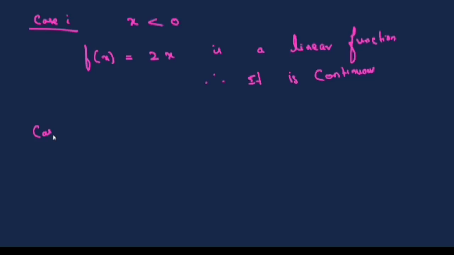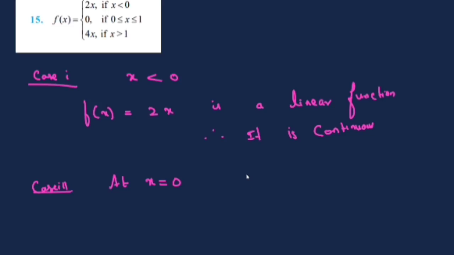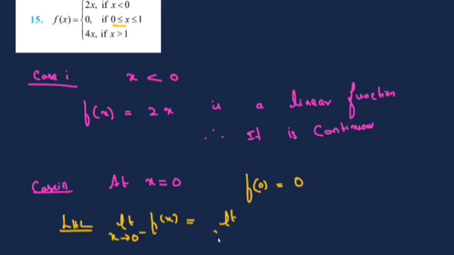At x is equal to 0, first let us find f of 0. F of 0 is, see, at 0 it is given as 0. So we have to find the left hand limit, that is limit x tends to 0 minus of f of x. Left of 0 it is 2x. So it is 2x, substitute x as 0, you get 0.